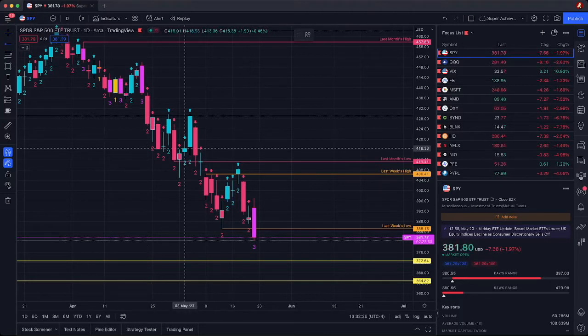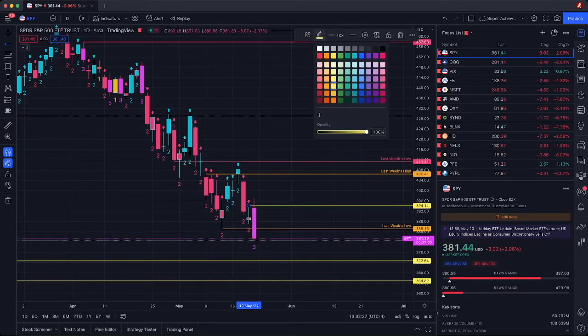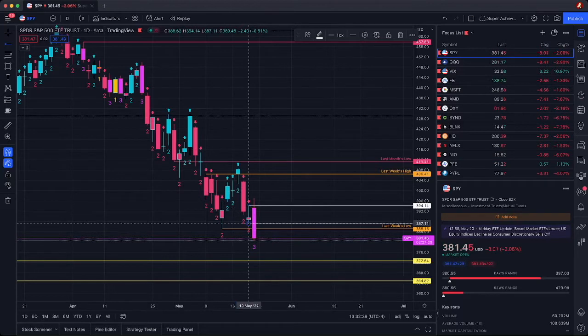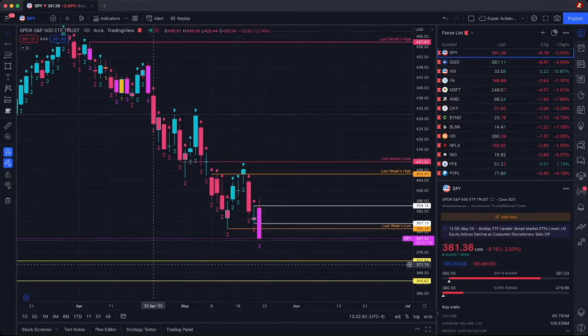We are currently looking at the daily chart. Therefore, each candle represents one day. Again, we're going to mark the high and the low of yesterday. The high of yesterday was 394.14. The low was 387.11. Now, the goal here is to look for calls above yesterday's high and look for puts below yesterday's low.